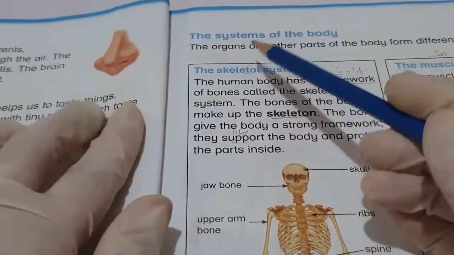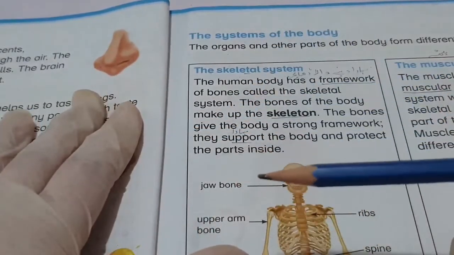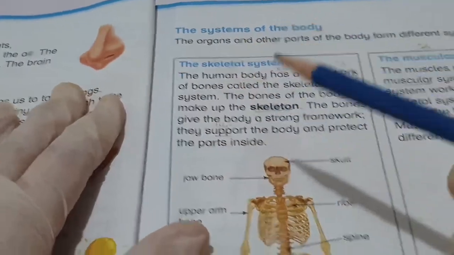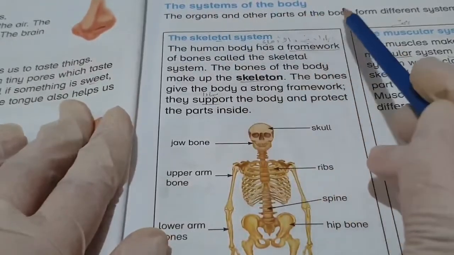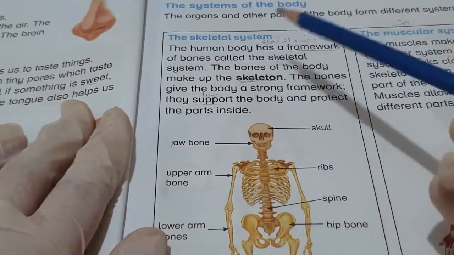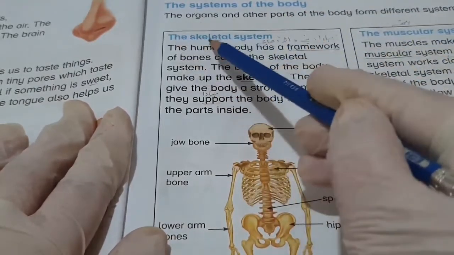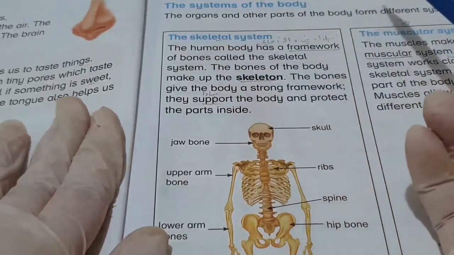So we were talking about the human body, and in a human body we have got a lot of organs, and these organs combine to form a system. So what do we have here? The organs in the other parts of the body form different systems. So what is the first system we are going to go through? The skeletal system. You must be aware of the skeleton.